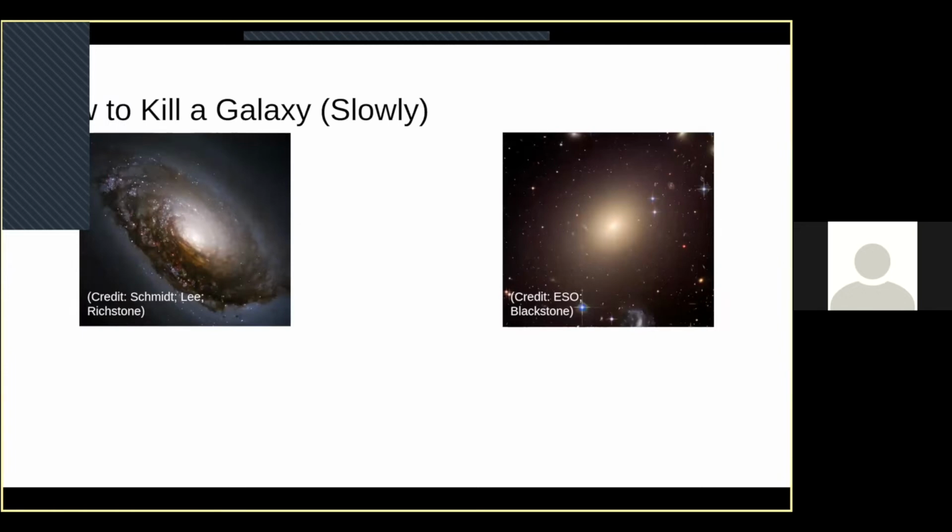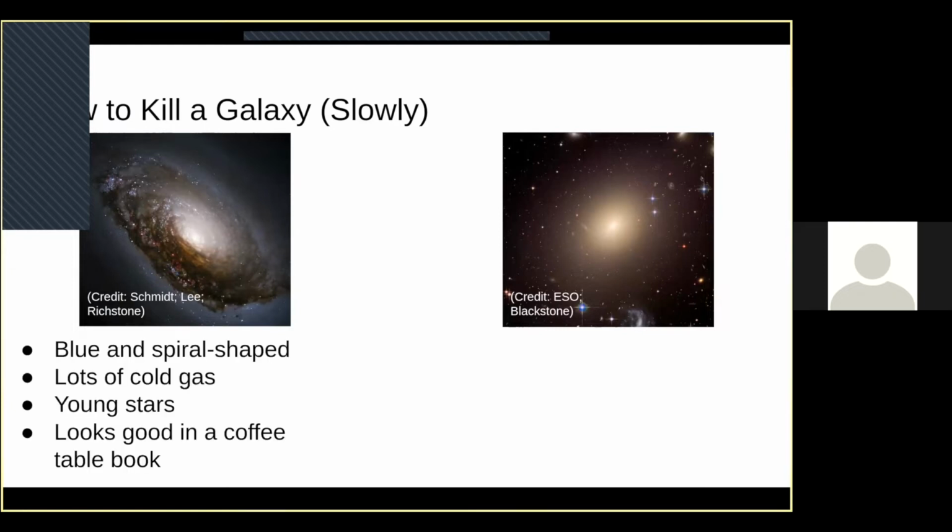So basically, there are two types of galaxies in the universe. There are galaxies that look like the one on the left, and there are galaxies that look like the one on the right. So the ones on the left are basically disk galaxies. They're blue. They're often shaped like a spiral, although they don't have to be. They have lots of cold gas inside of them. They have young, bright stars, and they look good.